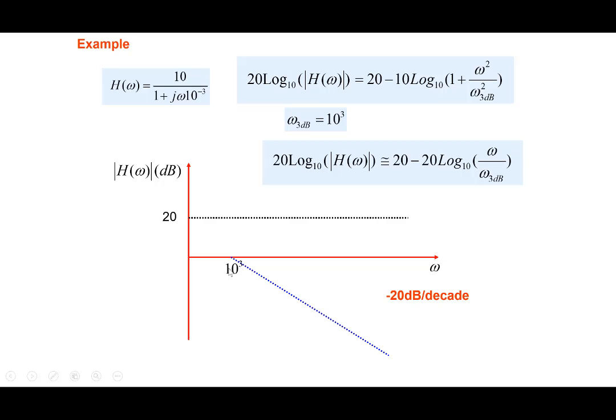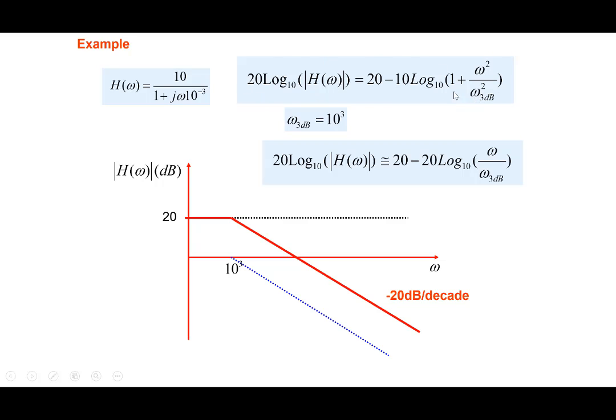And so a simplified plot, which we will see more in the next lecture, is that omega 3 dB is 10 to the power 3 here, so we identify that point. Beyond that particular point, my signal is going to change at 20 dBs per decade. Below this point, the signal is constant at 20 dBs. You combine the two together, and it becomes like this. So it's a simplified plot of this particular transfer function.